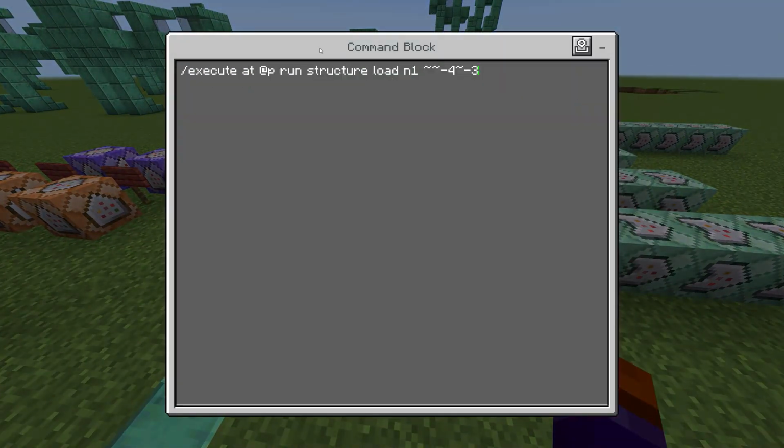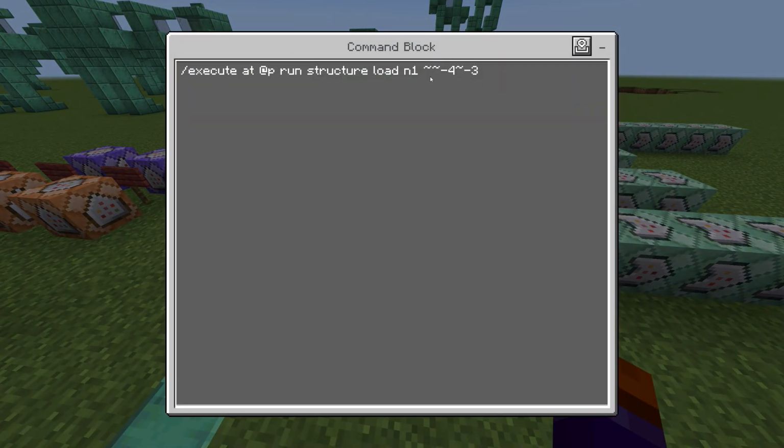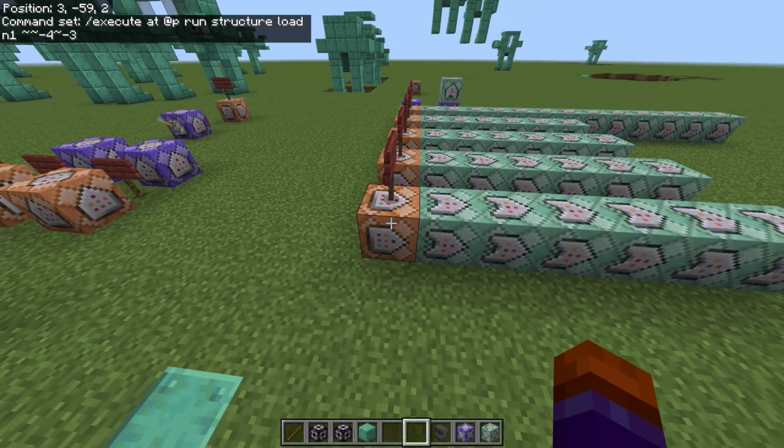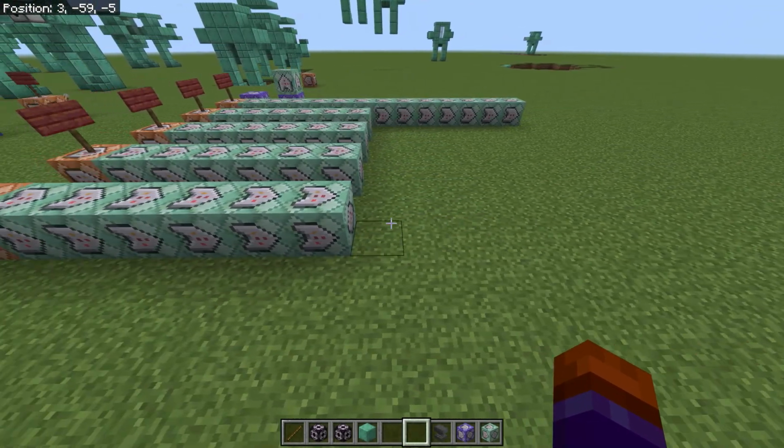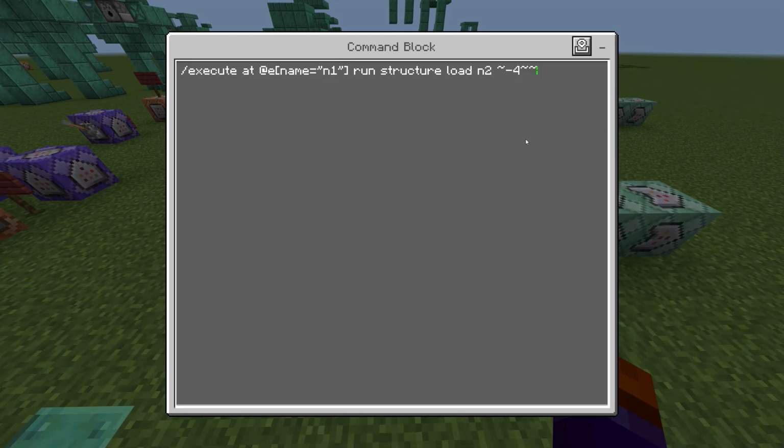And then it loads on north 1, that's a y value of negative 4 blocks downward, and then 3 blocks on the z-axis. So that this be this way, and then execute at n1, or name equals n1, run structure load n2. So that's north 2, and then -4.